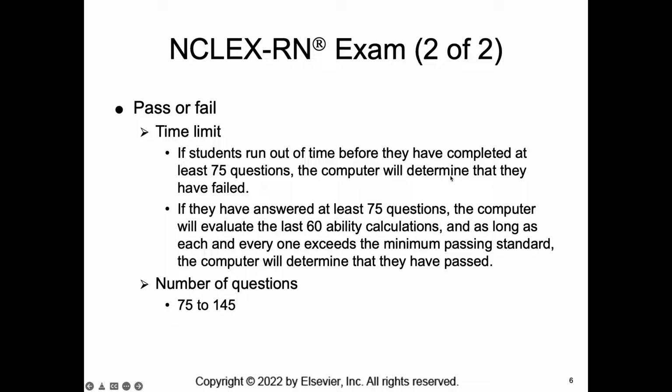So the time limit, again, if students run out of time before they have completed at least 75 questions, the computer will determine that they have failed, right? So if you haven't completed 75 questions, you fail. So if they have answered at least 75 questions, the computer will evaluate the last 60 ability calculations. And as long as each and every one exceeds the minimum passing standard, the computer will determine that they have passed. So again, the number of questions that the NCLEX RN will give you is 75 to 145.